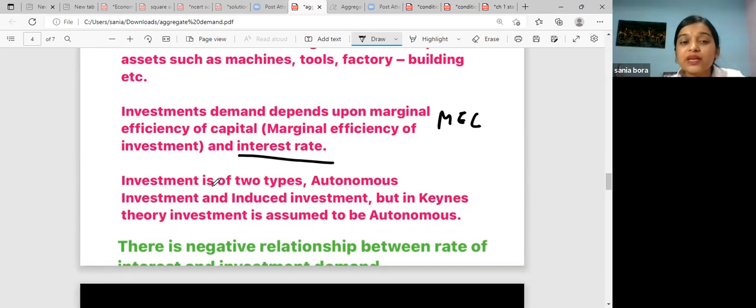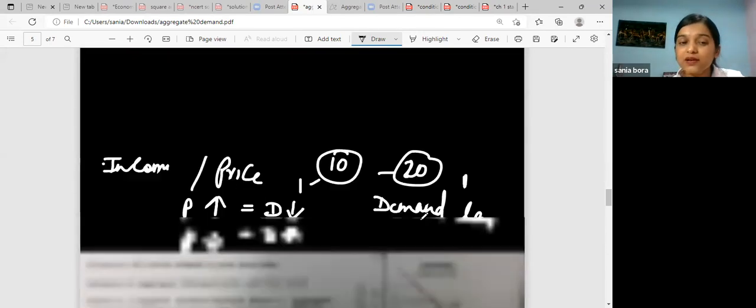Next, investment is of two types: autonomous investment and induced investment. But in Keynes, we already did Keynes, investment is assumed to be autonomous. Okay, clear?